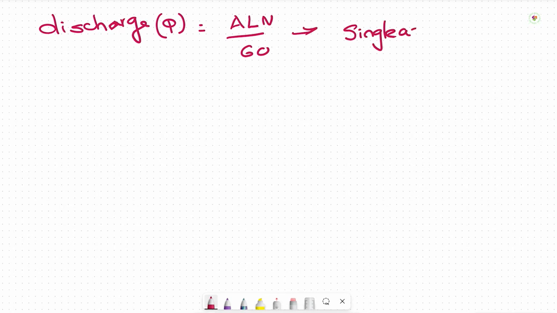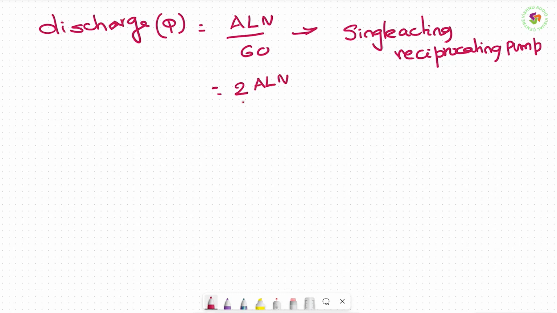The discharge Q is equal to ALN by 60. This is in the case of a single acting reciprocating pump. In the case of a double acting reciprocating pump, it is equal to 2ALN by 60. It is double acting.